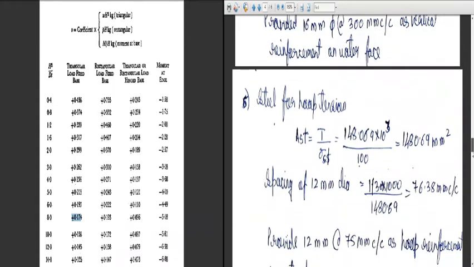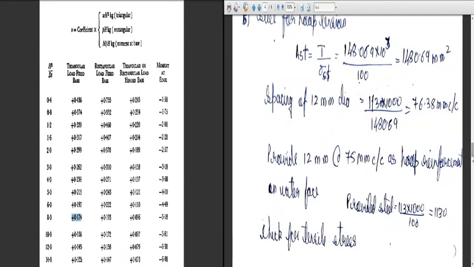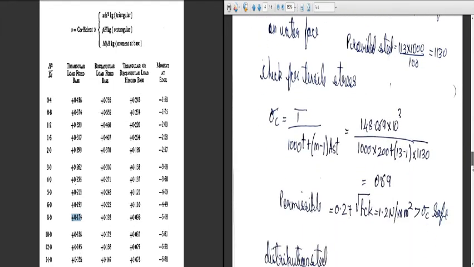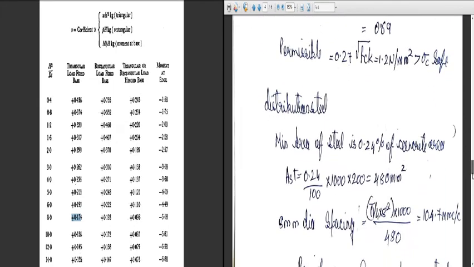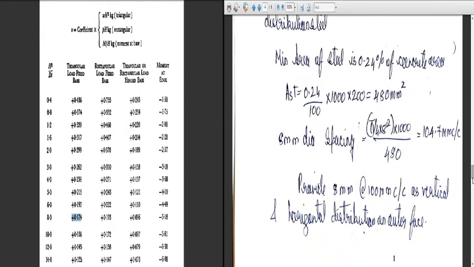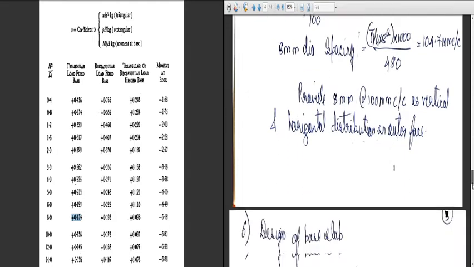Similarly, for hoop tension, we provided 12 mm diameter at 75 mm center to center as hoop reinforcement on the water face. And the check was also done, and minimum distribution steel was provided, 8 mm diameter at 100 mm center to center as vertical and horizontal distribution on the outer face of the wall.